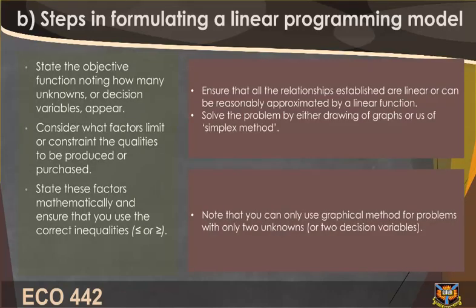State the objective function, noting how many unknowns or decision variables appear. Consider what factors limit or constrain the quantities to be produced or purchased. State these factors mathematically and ensure that you use the correct inequalities, less than or greater than. Ensure that all the relationships established are linear or can be reasonably approximated by a linear function.